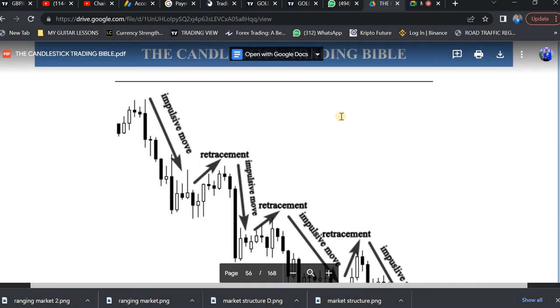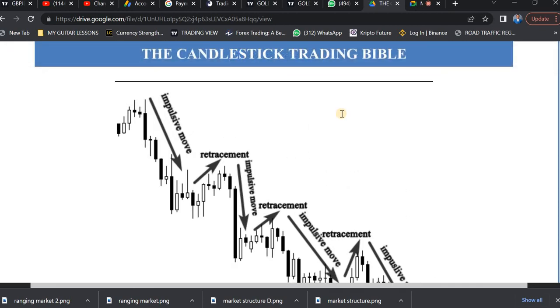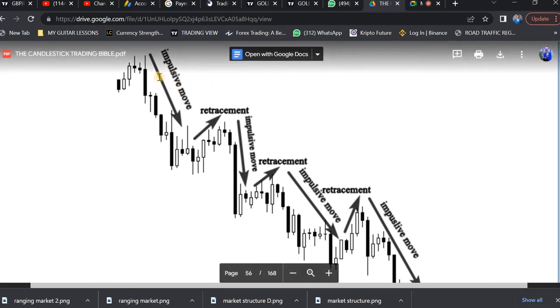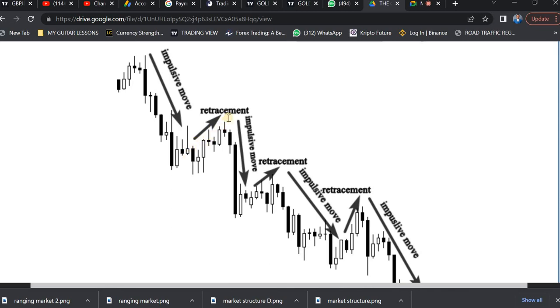So this is another example of a downtrend market. A downtrend market also has these characteristics. You could see that there will be an impulsive move down. Okay, the market is trending down, so an impulsive move from the upward side to the downward side. Then there will be a retracement up a little. The market will pull back. Then there will be an impulsive move downwards. Then a little retracement up, an impulsive move, and then a retracement up, in that order.